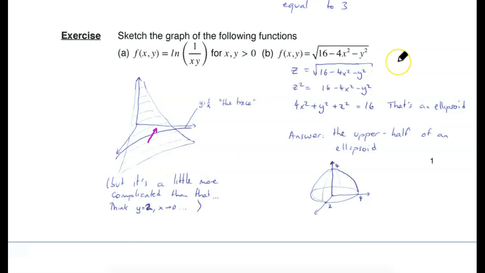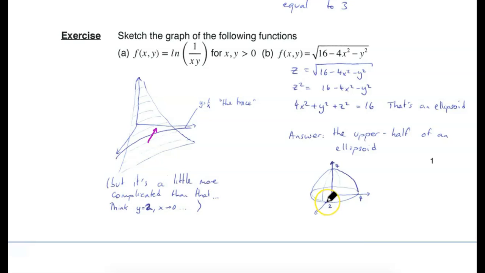The graph of f of x and y equals 16 minus 4x squared minus y squared can be rewritten here if we take the square, and we get something that we recognize eventually: 4x squared plus y squared plus z squared equals 16. That's an ellipsoid. By just looking at the intersection with the x-axis, the y-axis, and the z-axis, we can find the intersection and it will help.